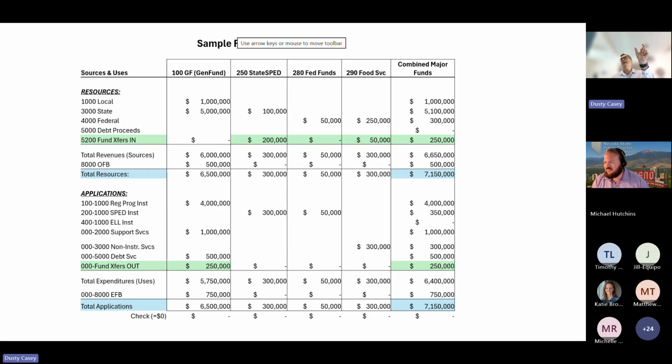Again, it's only there to recognize what was transferred before, but you do transfer it over to state SPED. It's just part of that general fund transfer. I hope that's not too confusing. I know it can be.